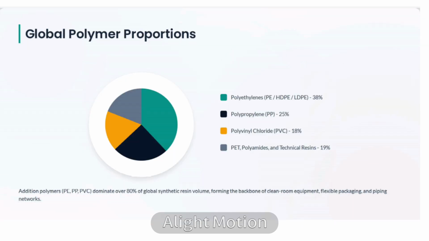Where do these chemistry paths end up in the real world? This global proportion chart shows the distribution of synthetic polymer production. You will immediately notice that addition polymers dominate the global market. Polyethylenes make up 38% of global production, followed closely by polypropylene at 25% and polyvinyl chloride at 18%. Combined, these three families of addition polymers represent over 80% of the world's synthetic polymer. They form the backbone of our packaging, infrastructure, piping, and medical supplies due to their cheap synthesis and highly tunable physical structure.